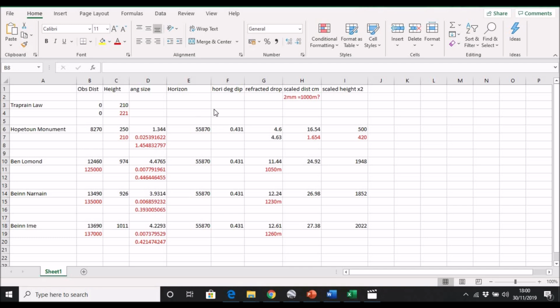Now let's look at the 3 columns here in the middle. He has a distance to the horizon. He has something he calls Hori Deg Dip, which I assume means the dip to the horizon in degrees. And he has refracted drop. This distance is about right for observer height of 210 meters, or 221 meters, be a bit different, but not much. The dip I think is about right. I honestly haven't checked it.